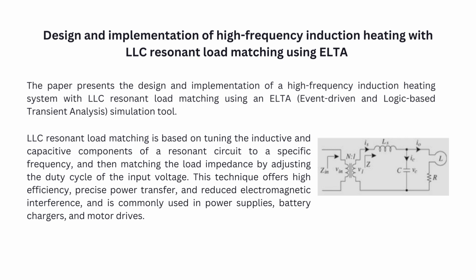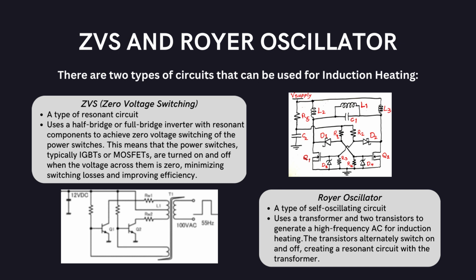So, after reading a couple of research papers, we found one research paper to be interesting, which used the implementation of LLC resonant load matching. LLC resonant load matching is based on tuning the inductive and capacitive components of a resonant circuit to a specific frequency and then matching the load impedance by adjusting the duty cycle of the input voltage. This technique offers high efficiency, precise power transfer, and reduced electromagnetic interference, and is commonly used in power supplies, battery chargers, and motors. And after referring to a couple more circuits which use ZVS and Royer oscillator concepts, we found them to be more easily implementable in our lab.